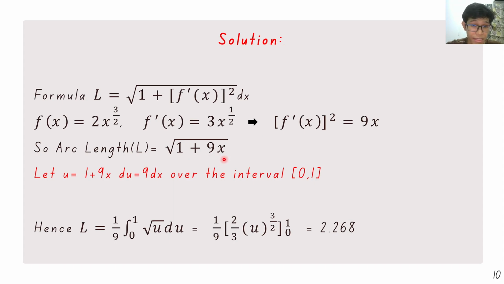But we cannot solve this example directly, so we have to let u equal 1 plus 9x. So finding du, it is 9 dx over the interval from 0 to 1. By substituting the data that we got, L is equal to 1 over 9 times the integral from 0 to 1 of the square root of u du. As we compute, we will get the answer right here. We just have to take it off the integral, and the result is 2.26.